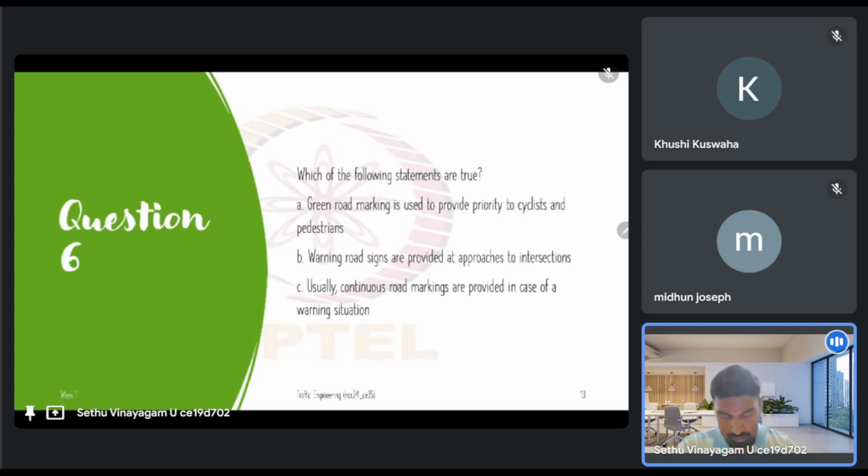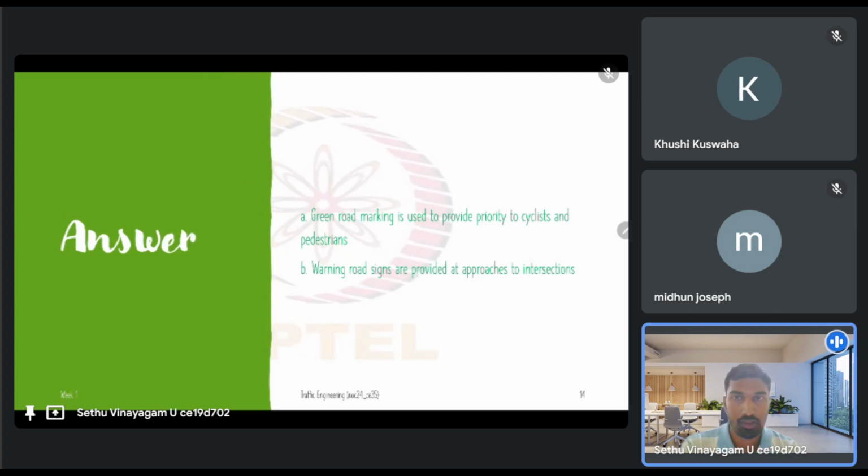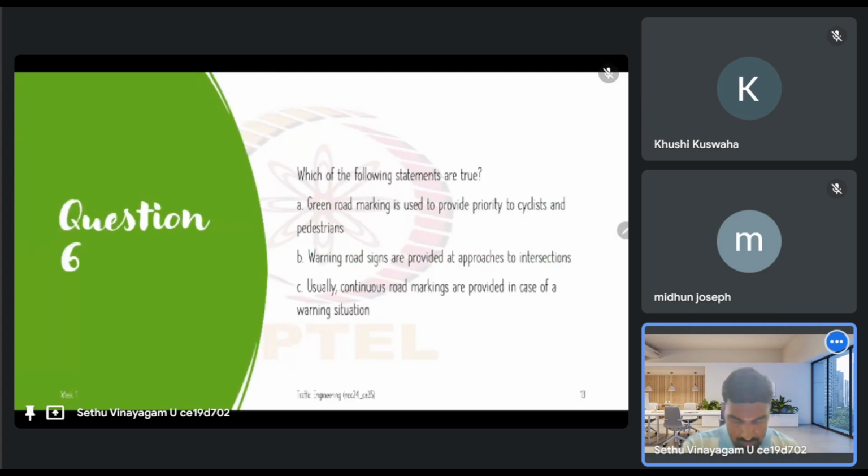Okay, so the correct statements are option A and option B. First, green road marking is used to provide priority to cyclists and pedestrians. This is correct. At intersections, we use the green colored road marking. That is for pedestrians and cyclists, right? For the non-motorized transport. So that's where we use green. We use different colors of road marking for different purposes. Generally, we use white regularly, but sometimes we use yellow markings whenever there is no overtaking or in parking locations, and green is used for cyclists and pedestrians.